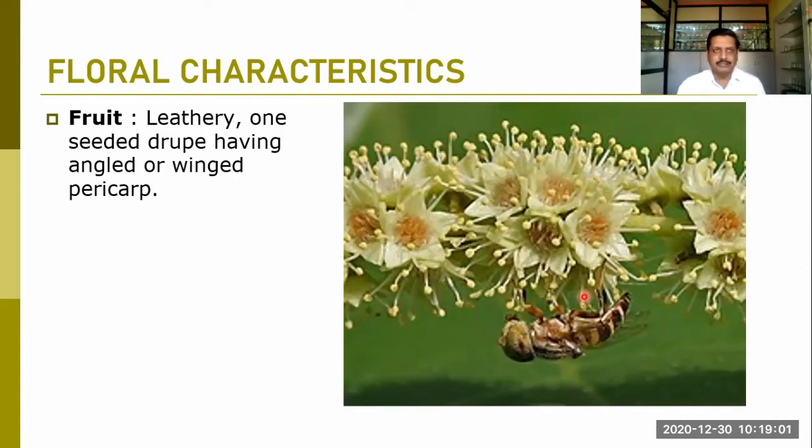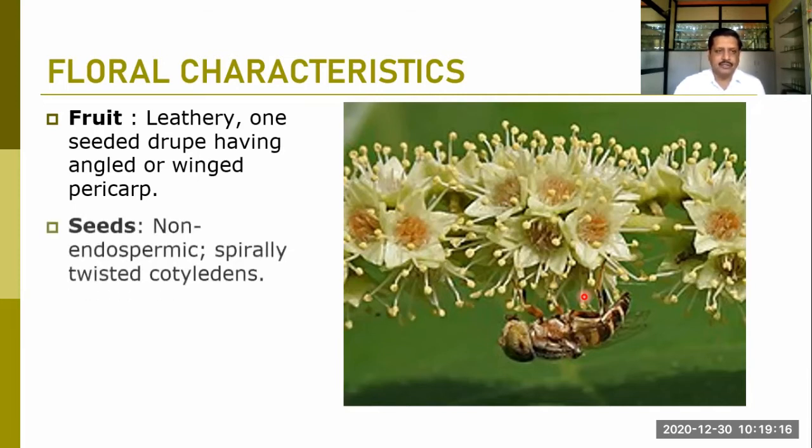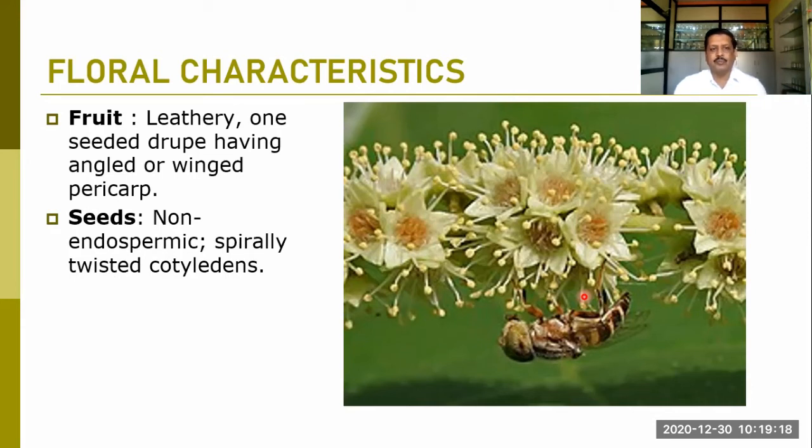The outermost whorl is the epicarp, then mesocarp and endocarp. So normally they are angled, and the epicarp, the outer coat, is leathery, and most of the time it yields tannin or colors. Seeds are normally non-endospermic and spirally twisted cotyledons are present in the family.